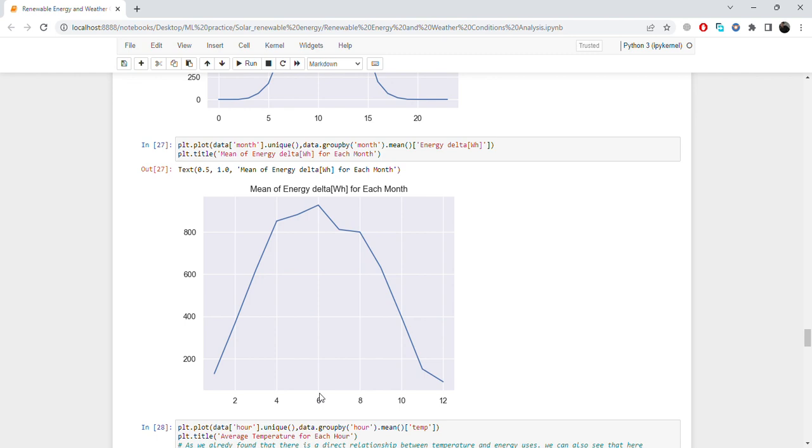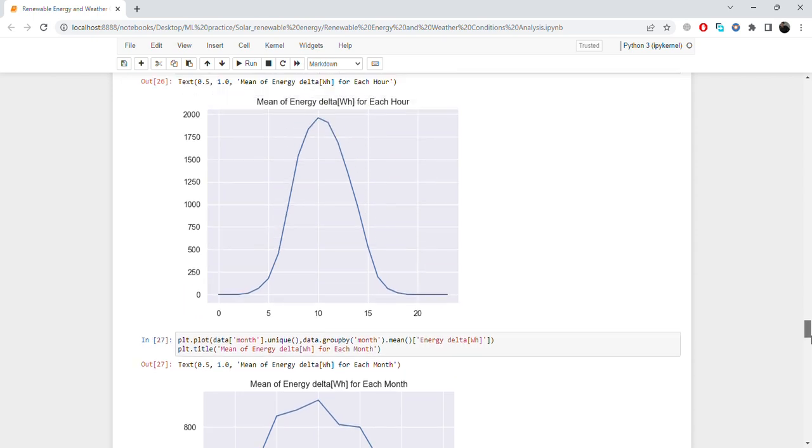Like we know, in June the temperature is mostly high. So here is the time: May, June, July, August, September. So this time we need more energy. So just remember this curve, the energy increases from 4 to 8 months, and here is the hour of the day, like from 9 a.m. to mostly 3 p.m. we need more energy.